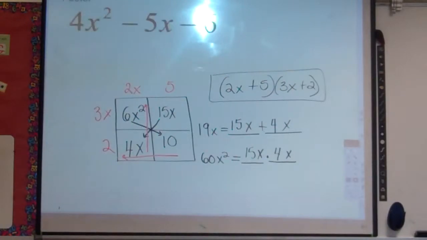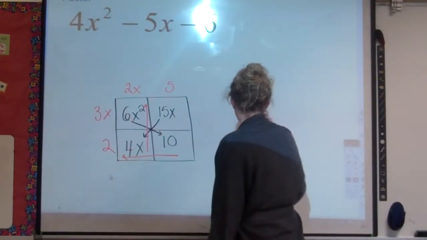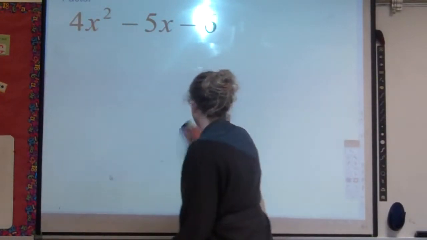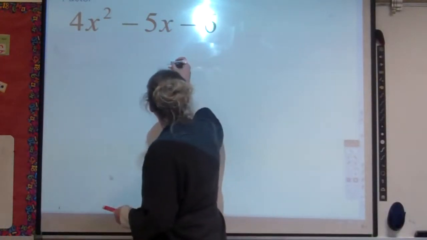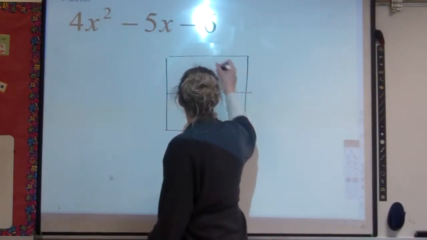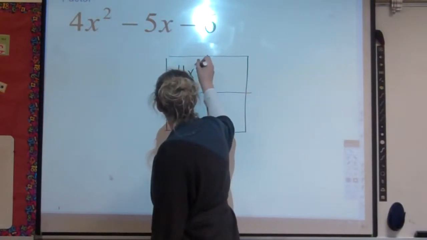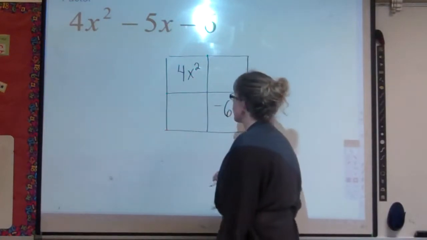Let's try 4x squared minus 5x minus 6. Again, in this problem, we draw the box and make our box have 4 squares. The first term goes in the first box. The last term goes in the last box. 4x squared goes here. And this minus 6, I'm going to make it be negative 6 there.